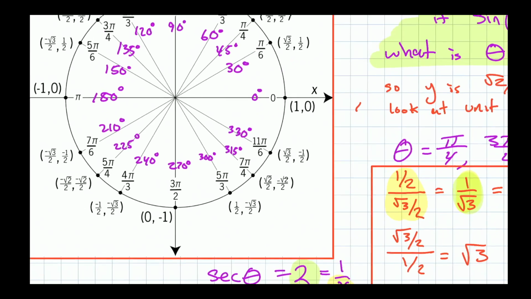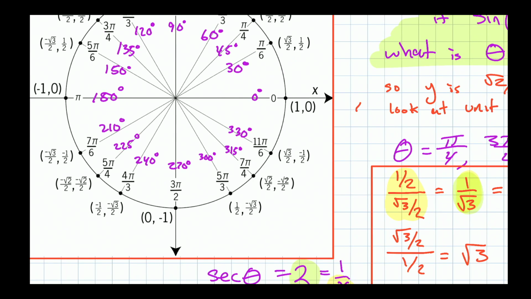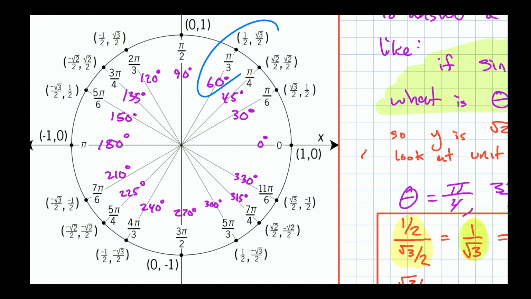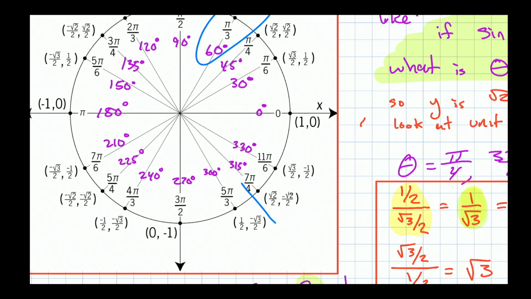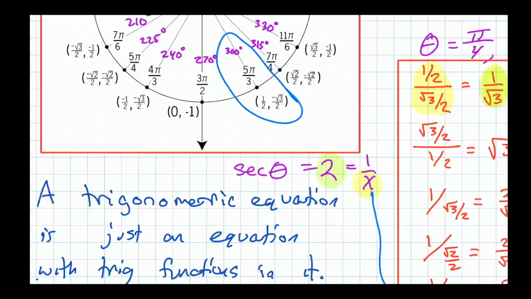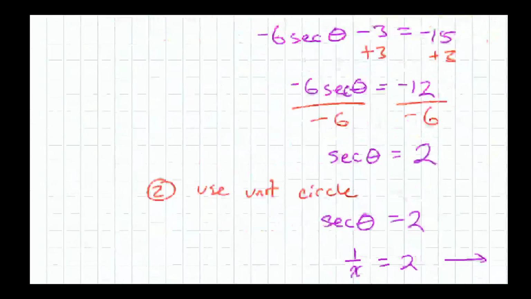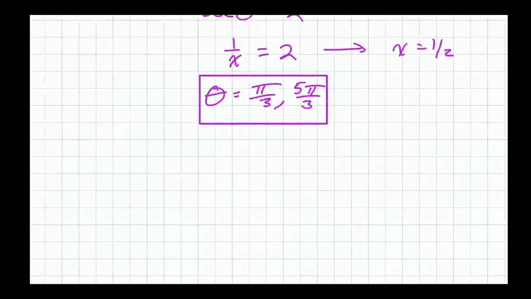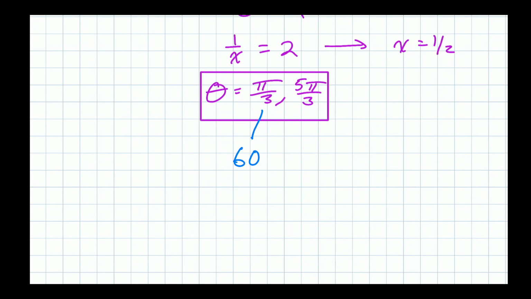So what were the ones that we found? We had pi over 3, and we had 5 pi over 3. So instead of pi over 3 and 5 pi over 3, we should write 60 and 300 degrees. So this is 60 degrees, 300 degrees. Those are the ones we want.